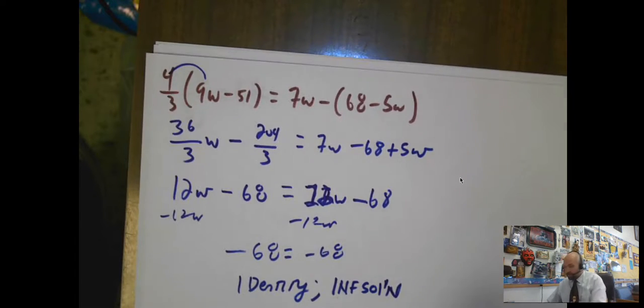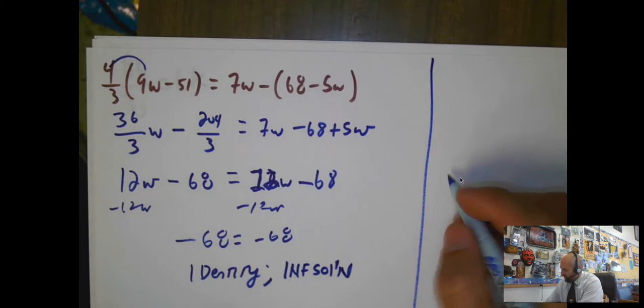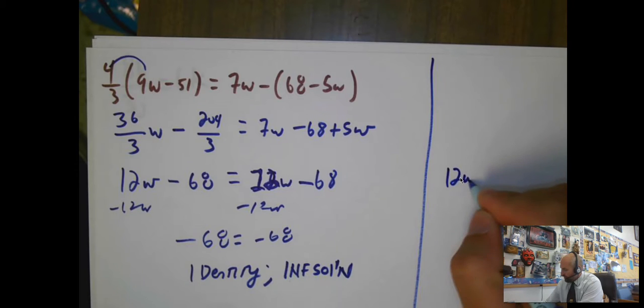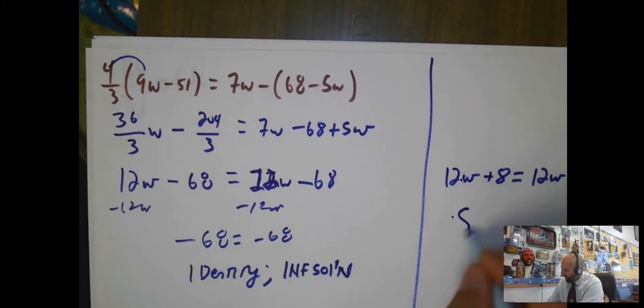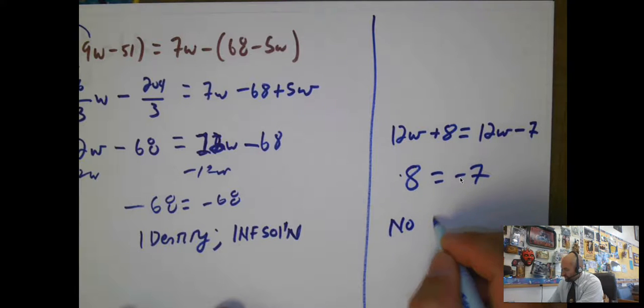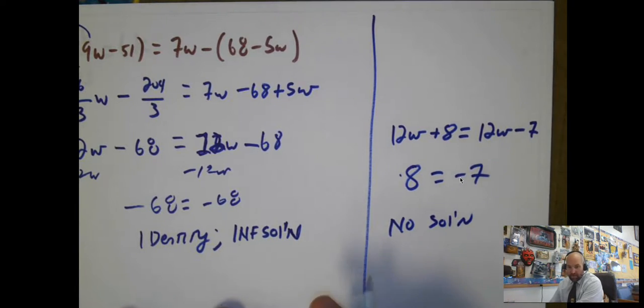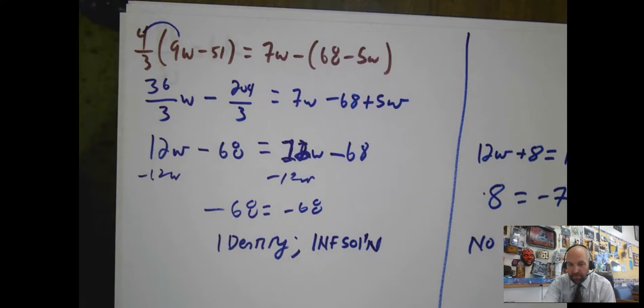So just going off the cuff, if we would have had a problem like 12w plus 8 equals 12w minus 7, then you get 8 equals negative 7. That one is no solution, okay? Hopefully you've seen that before.